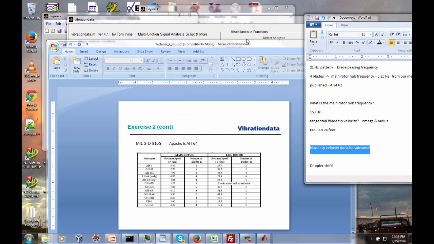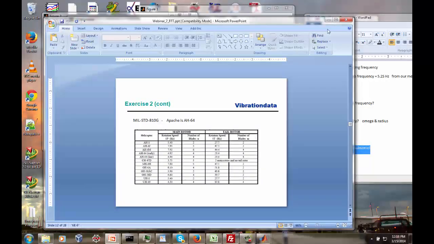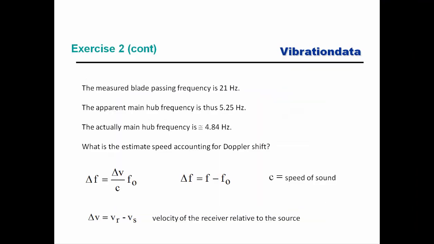So the next question is, how fast was that Apache helicopter approaching the ground station? If we go back to our slides here, probably in high school physics you learned about Doppler shift. Our measured blade passing frequency is 21 hertz. The apparent main rotor hub frequency is 5.25 hertz. The actual main hub frequency from the authoritative Mil Standard is approximately 4.84 hertz. So what's the estimated speed accounting for Doppler shift?